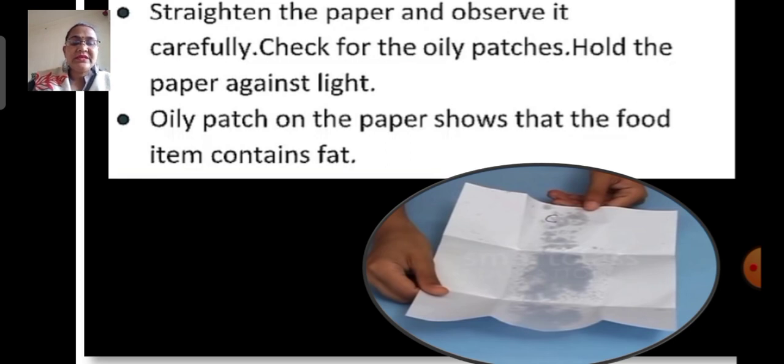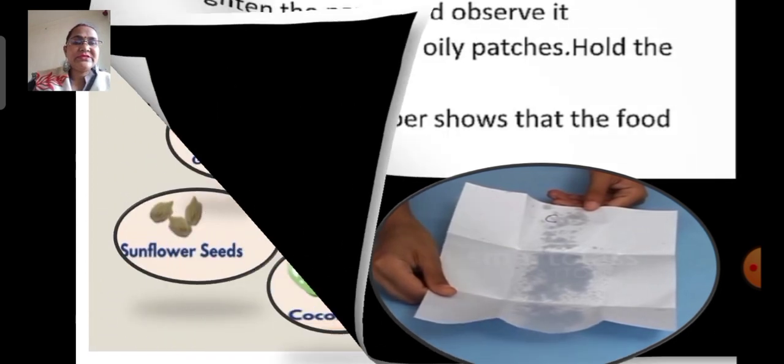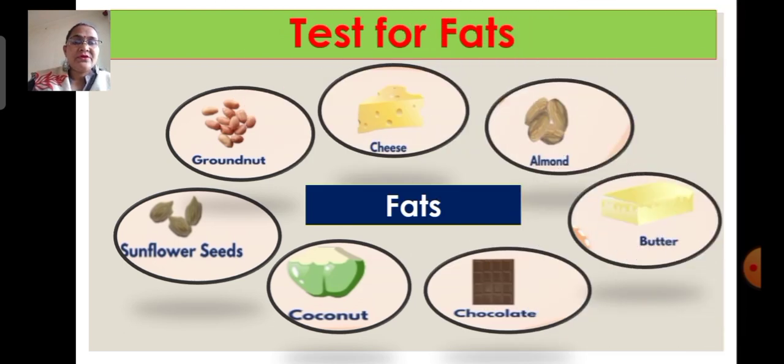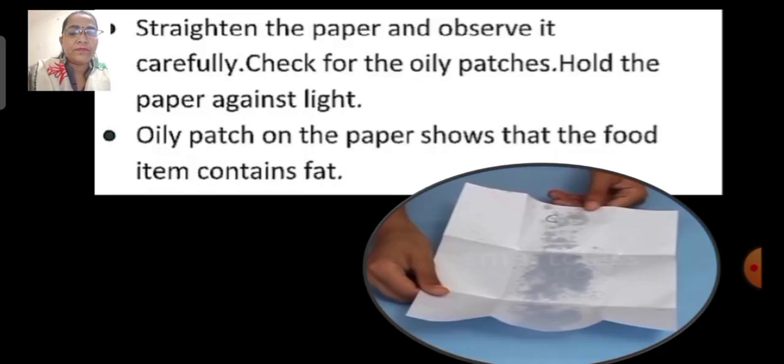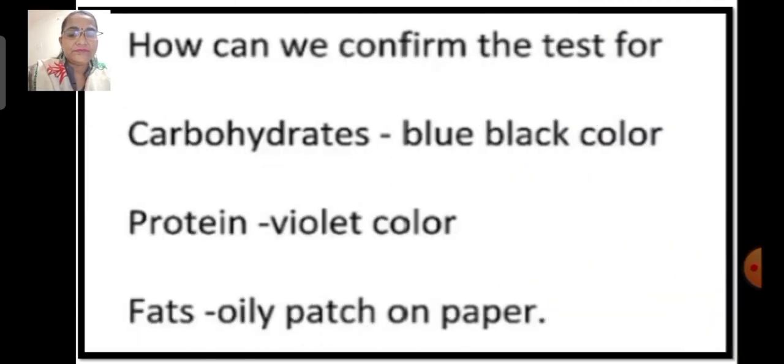Normally, you will see that food items such as groundnut, cheese, almonds, butter, chocolate, coconut, and sunflower seeds contain fats. From this, we conclude that if we add a few drops of iodine on the food item, we will see the color of the solution or the food material change to blue-black. That represents the presence of carbohydrate in that food item.